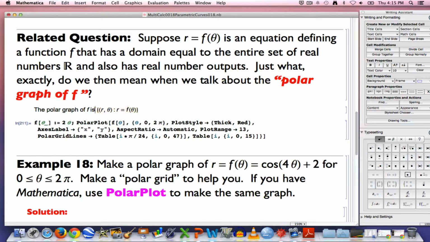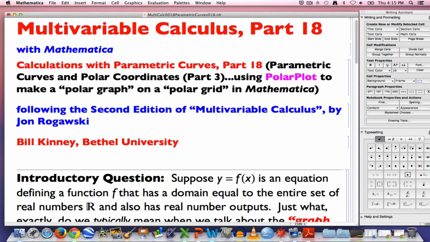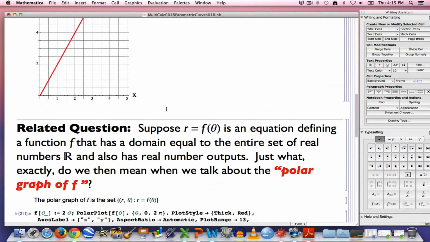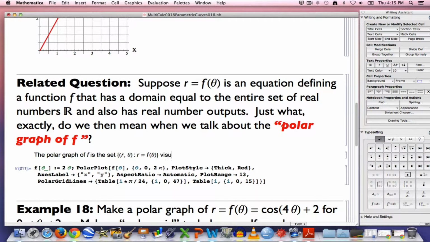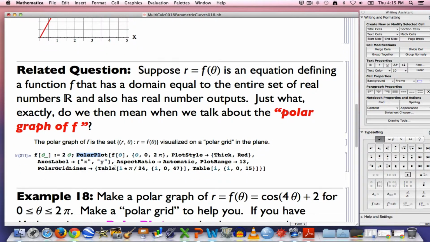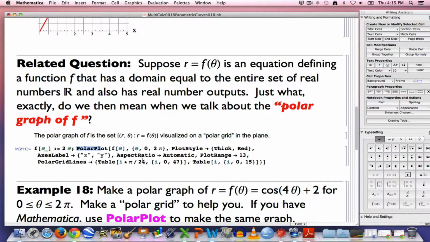So you could think of it as this set. And if you think of it as a set, it's not that much different than the previous one. It's very similar. However, what's different is we visualize it on a polar grid, or a polar coordinate system in the plane. Mathematica's command PolarPlot can help us do that. Okay, I'm going to go ahead and enter this code, and we'll see a graph.